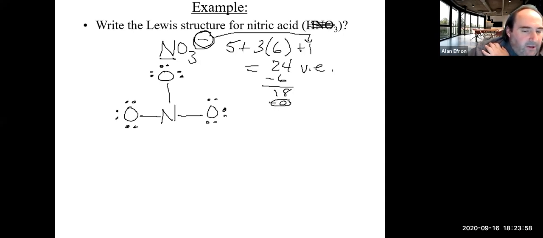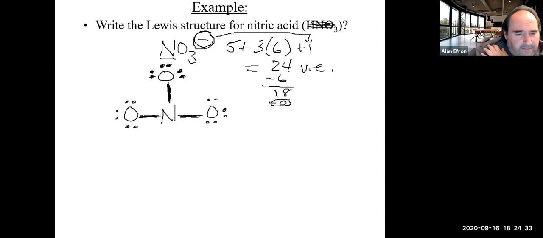I have now placed all 24 electrons here, and we want to make sure that everybody is good. All the oxygens have 8, so 2, 4, 6, and again, if I just kind of highlight it here, 8 electrons. They are all identical, so they all have 8. The problem, though, is our nitrogen. Nitrogen has only 2, 4, and 6 electrons, so it is short. So this is not good. So we do need to fix it.